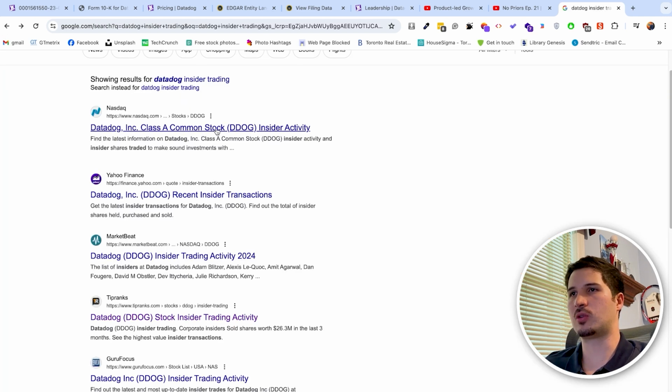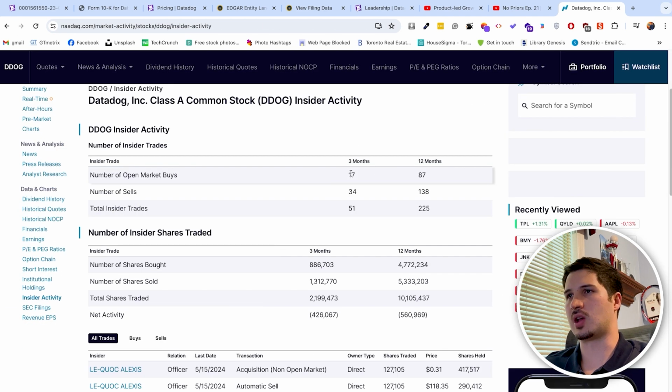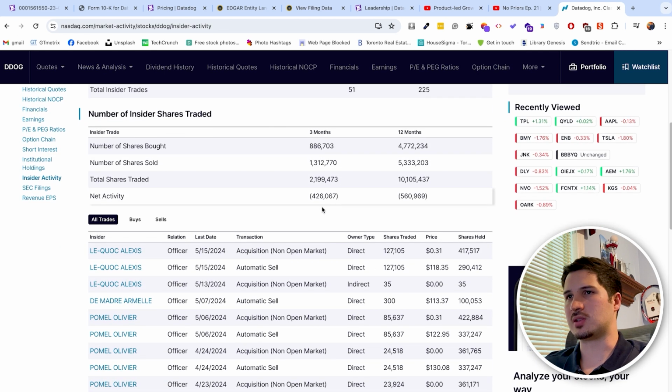And then we can also look at other sources here to see what they're saying. So here we go. We've got 17 buys versus 34 sales. And then we can see who is buying and who is selling. So here are all the different trades. This is the other co-founder and this is the CEO. You can see this is exactly what I mean. Automatic sell versus acquisitions.